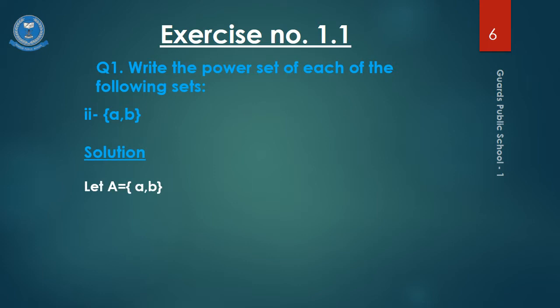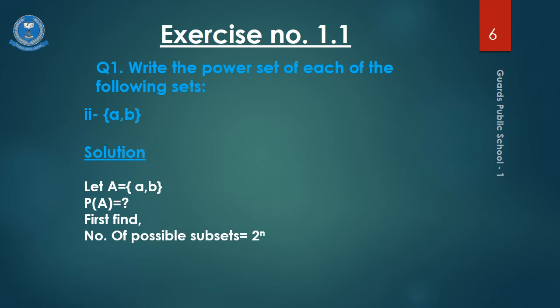And first we will find how many subsets we can make. For that we have a formula, that is number of possible subsets equals 2 raised to power n, where n is the number of elements present in this set. Here we have 2 elements, so this n will be replaced with 2. 2 raised to power 2 means 2 multiplied by 2, that gives you 4. It means that we can make 4 subsets of this set.